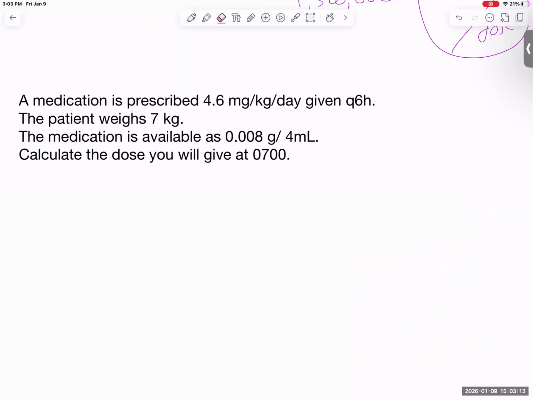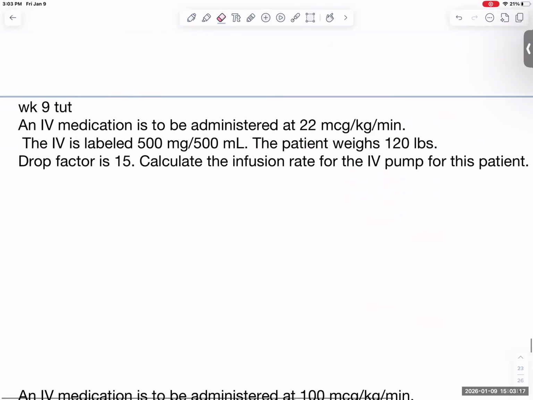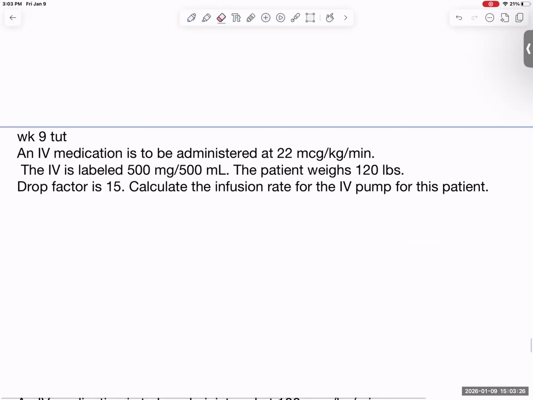Cool. All right. Before it's midnight, let's do another type of question. So here's another doozy. We're definitely into our critical care meds at this point. So I want you to look at this question.